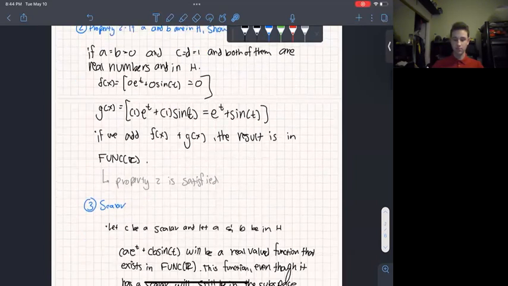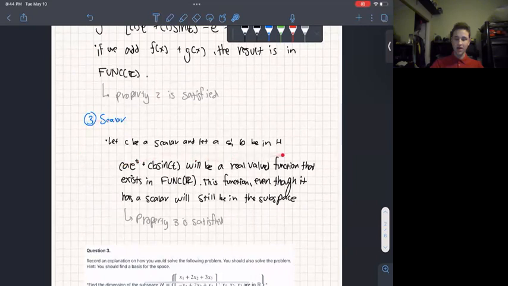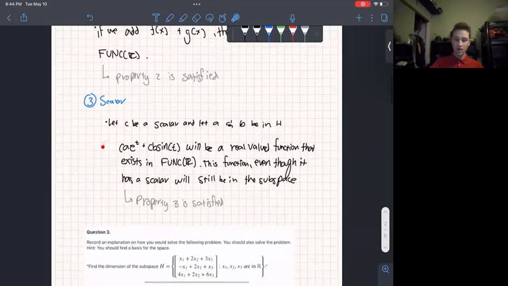Bada bing, bada boom. Now, property 3, scalar. This is one I missed on the exam. Let C be a scalar and let A and B exist in H. Then CA e to the t plus CB sine t, remember C is the scalar, will be a real valued function that exists in func_R. This function, even though it has a scalar, will still be in the subspace. Therefore, property 3 is satisfied. Perfecto.